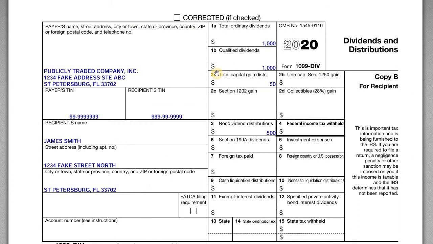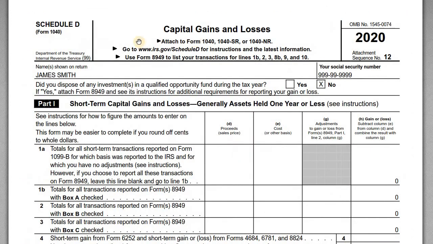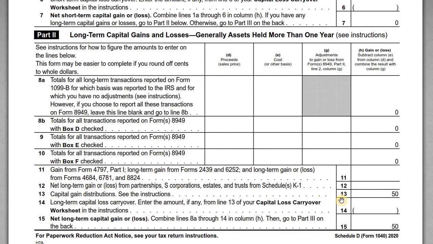Now if we go back here, we had capital gain distributions. So where does that go? Well, capital gains are reported on Schedule D, or Form 8949 and then transferred over to Schedule D. So if we look at Schedule D here, capital gains and losses for the taxpayer, capital gain distributions are reported down here on line 13. So we have capital gain distributions, line 13, there's that $50. So the capital gain distribution is included in his long-term capital gain computation.